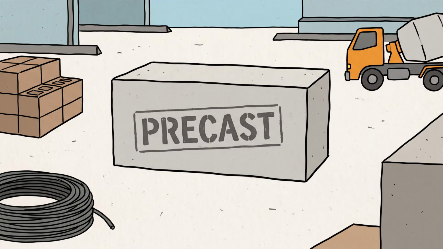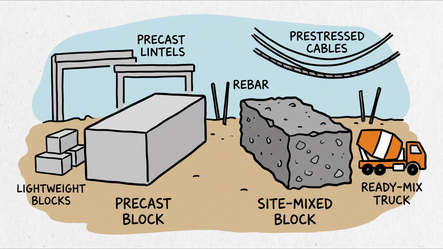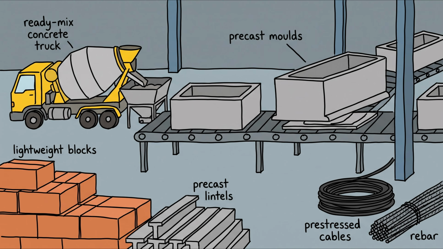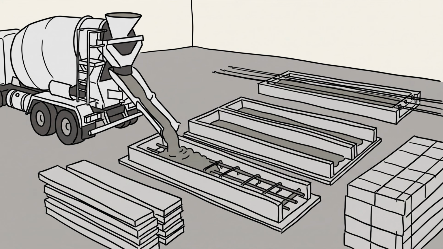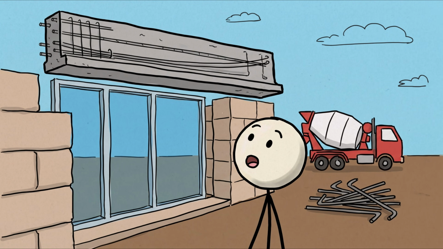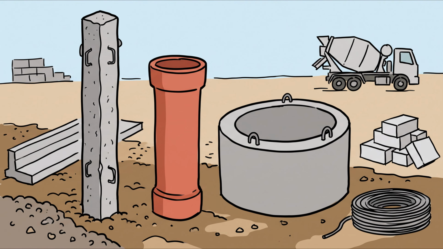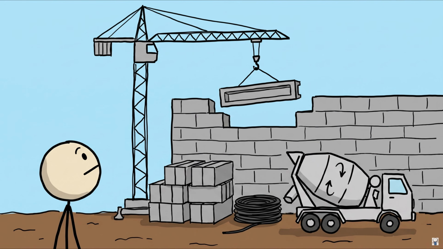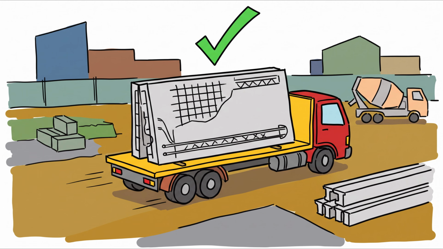Number 4. Precast concrete. Precast isn't mixed differently, it's made differently. Instead of pouring concrete on site and waiting for it to set, precast is made in a factory. Poured into molds, cured under controlled conditions, then transported to site ready to install. The lintels above your windows were made in a factory weeks before your house even existed. Concrete fence posts, drainage pipes, manhole rings, staircase units, floor beams, all precast, made somewhere else, loaded on a truck, lifted into position.